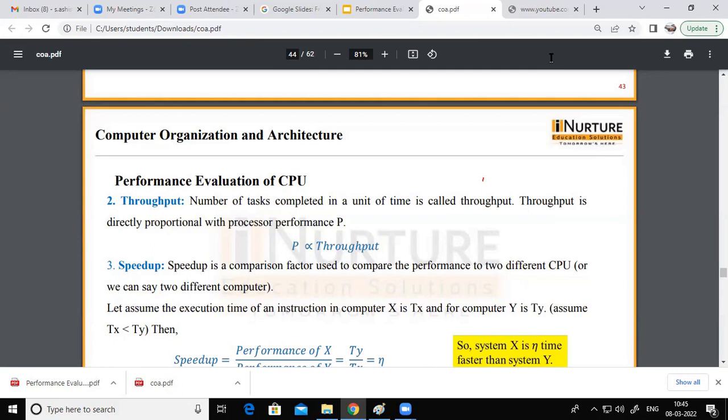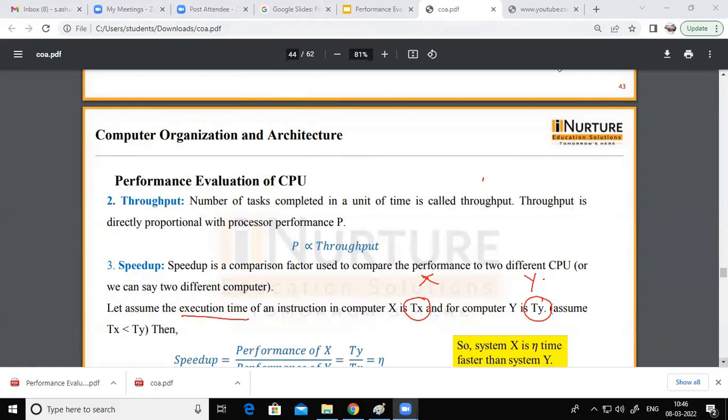Finally, the third point is the speedup. As the name suggests, it is a comparison factor. That means it is a ratio used to compare the performance of two different CPUs, say X and Y. Let us assume that the execution time of an instruction on computer X is Tx, and for computer Y is Ty. Suppose the execution time for system Y is more than X. Obviously the performance of X will be better than Y.